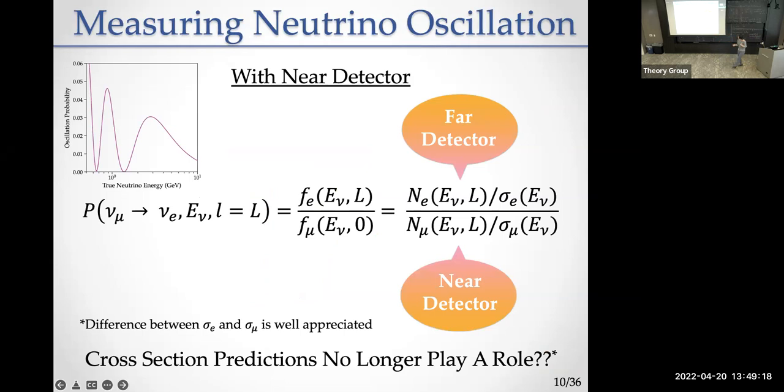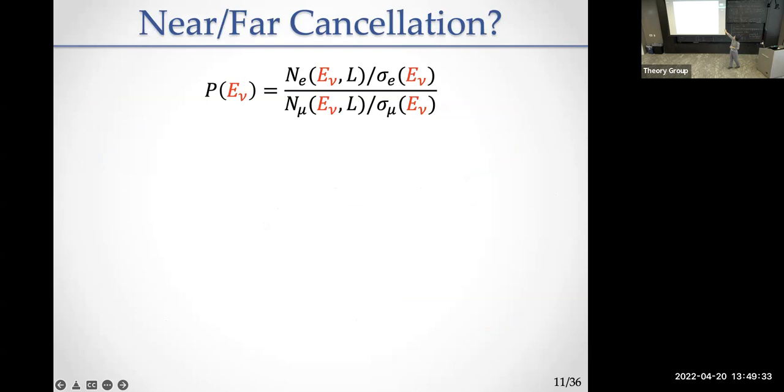So I think this is people's intuition: because it's oscillation, there's a so-called near-far cancellation. But this is actually very misleading. Because when I write everything down, everything is a function of neutrino energy. And for a neutrino beam, the energy is very broad.